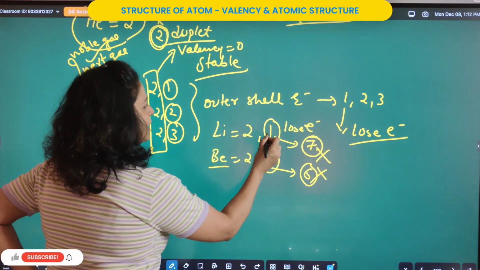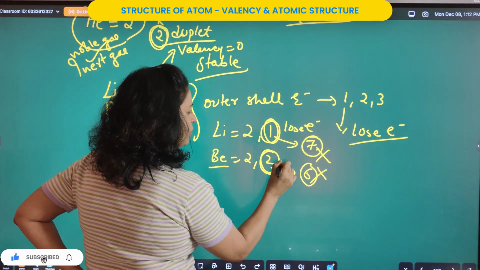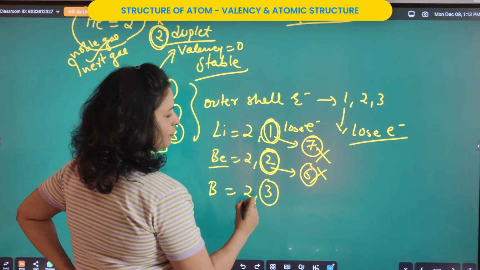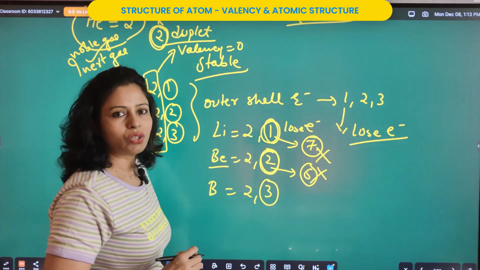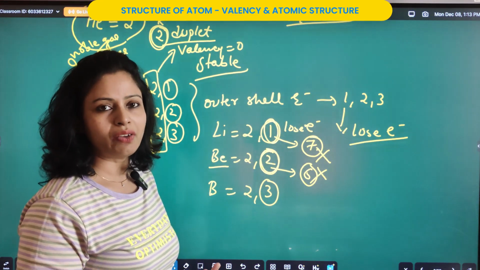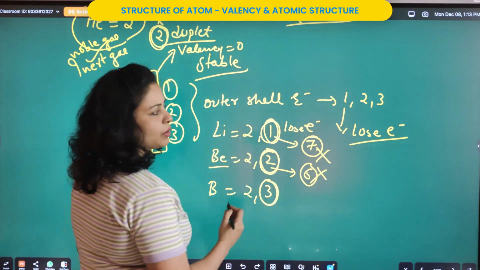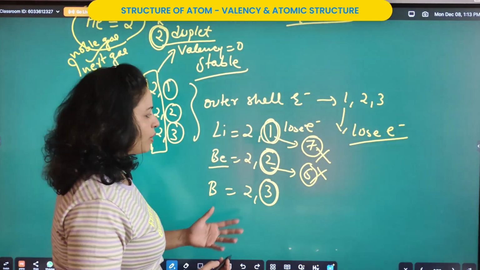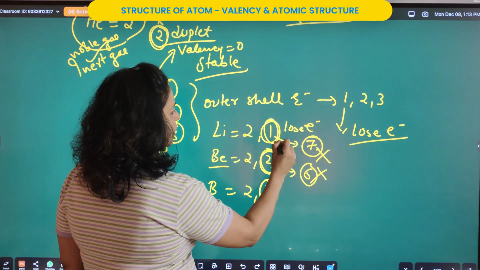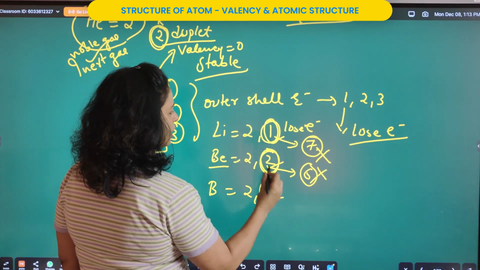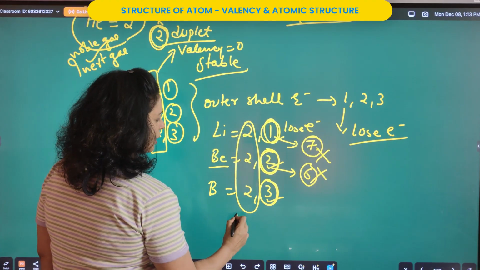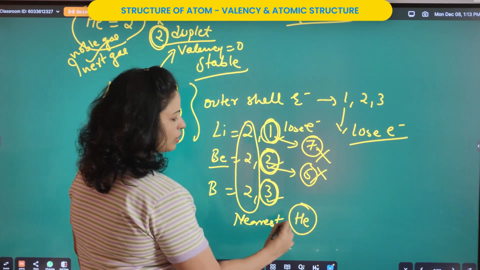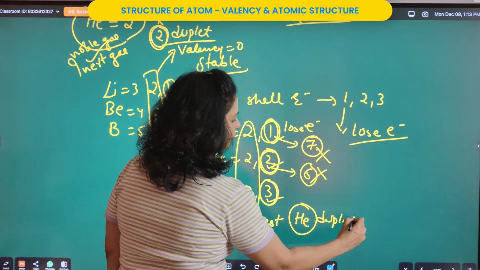So here it's easy to lose 1 electron, easy to lose 2 electrons. Boron also easily loses 3 electrons. It will not gain 5 electrons because a lot of energy is required to gain 5 electrons rather than losing these 3 electrons. So it's easy to lose these 3 electrons rather than gaining 5 electrons to become octet. So here they lose 1 electron, here 2 electrons, and here 3 electrons to become like the nearest noble gas, that is helium configuration, that is duplet configuration.